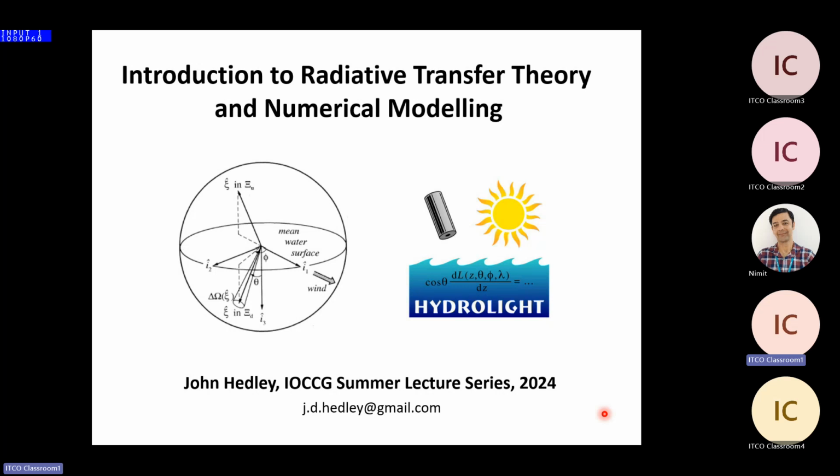But a lot of the problems involved in numerical modeling of radiative transfer are kind of generic, and other models have to solve the same problems. They might do it in slightly different ways. So I will explain a bit about that kind of thing.